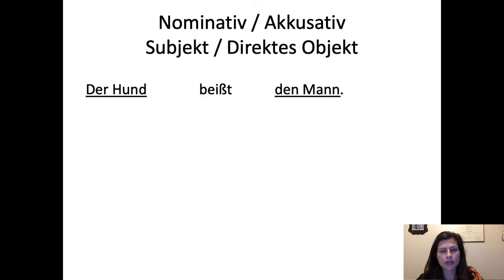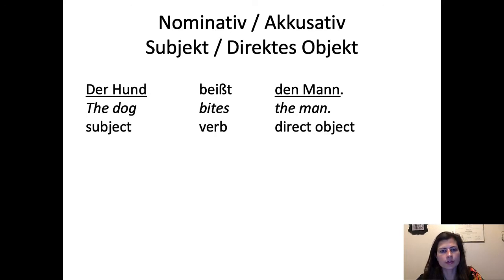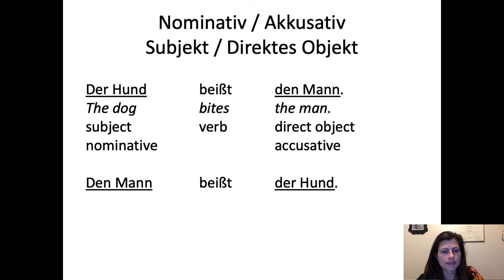So then we have, for example, these sentences where you can actually switch them around, and they end up being the same exact words, but with different word order. And you can use that to emphasize the direct object. "Der Hund beißt den Mann": subject, verb, direct object, nominative, and then accusative, right? That's the simplest word order. But what if we want to emphasize den Mann? "Den Mann beißt der Hund."